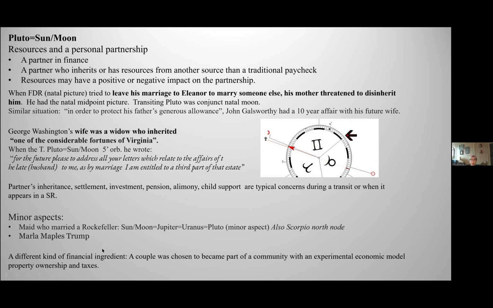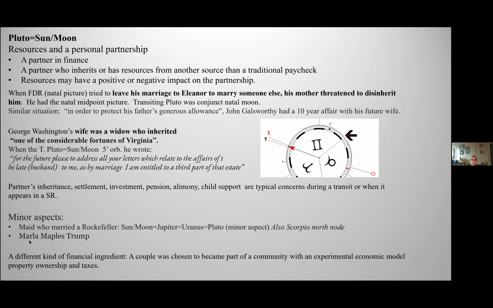These are people who had the minor aspects in their natal chart, a maid who married a Rockefeller. She also had the North Node in Scorpio, which says that you're going to get resources other than your paycheck. It's probably the most common meaning of the North Node in Scorpio, that you come into resources apart from the paycheck. South Node in Taurus, they don't get enough money from their job, or they choose to be compensated with alternative compensation, a company car or that kind of thing.